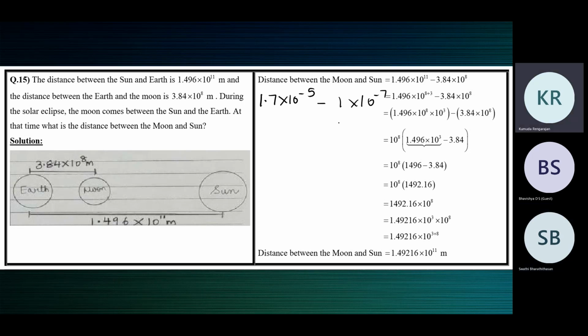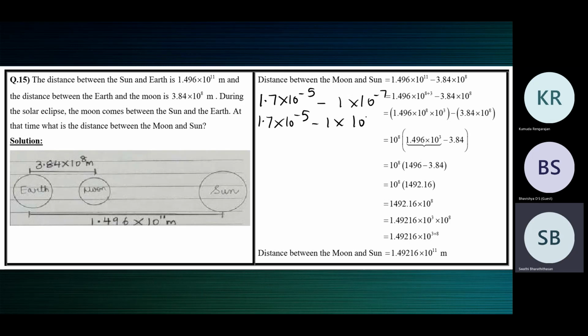Yes, ma'am. Fine. So now we'll do it the way it is in the book. See, they're bringing both to the same power. So they're writing 1.7 into 10 to the power minus 5, minus 1 into... how do you write minus 7? Those steps are missing, that's all. How do you write minus 7 in terms of minus 5?